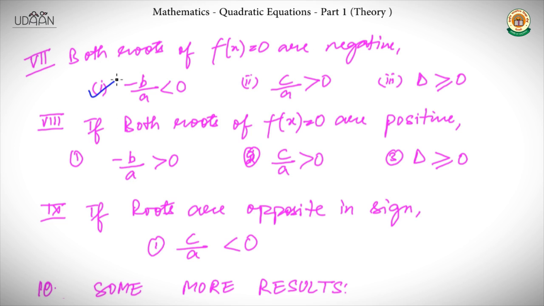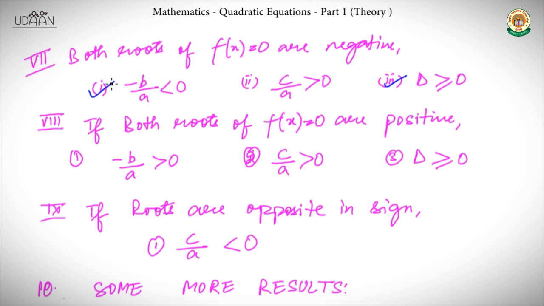Since the roots are negative, obviously they are to be defined in real, and so the discriminant should be greater than or equal to 0. And obviously we know that the product of roots is greater than 0, because if both are negative, minus and minus will become positive. And since both the numbers are negative, their sum will again be less than 0.